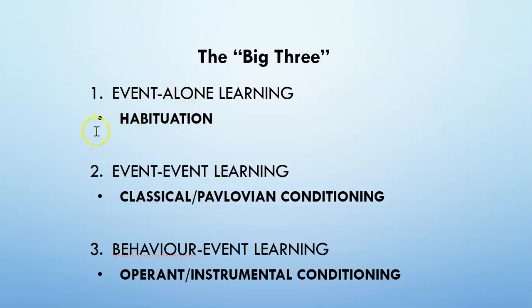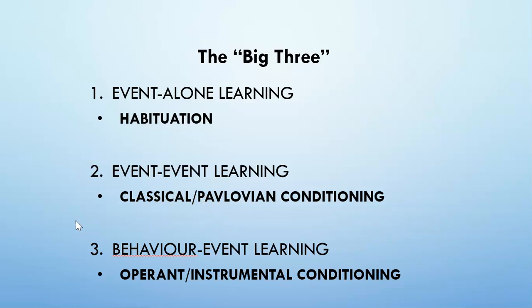I really want to ease you guys in. So we're going to start with event-alone learning, which is also called habituation. I think this is the easiest one to understand. It's also the easiest type of learning. So we're going to start here. And then next lecture, we're going to move on to type 2, which is event learning, also called classical conditioning, or you might have heard of Pavlovian conditioning.